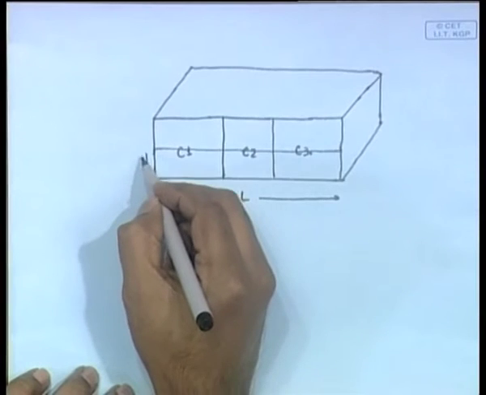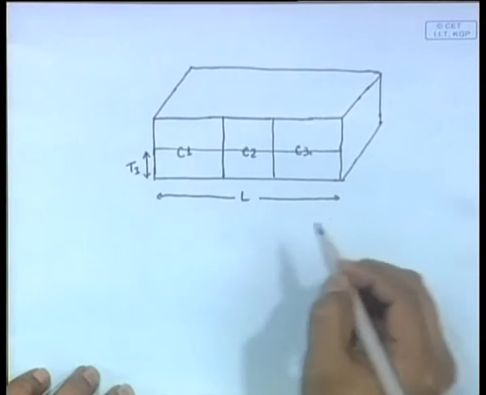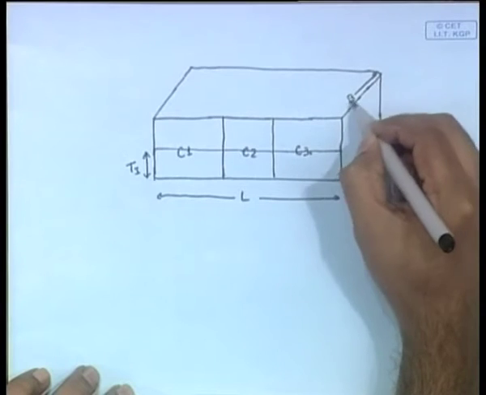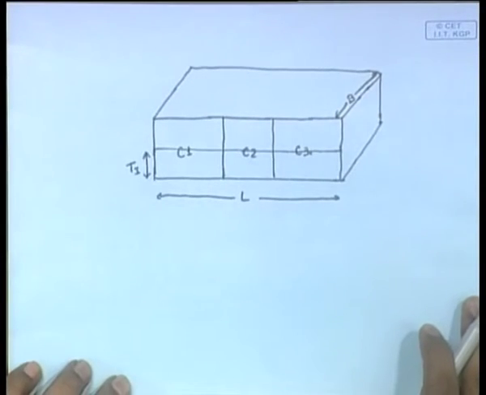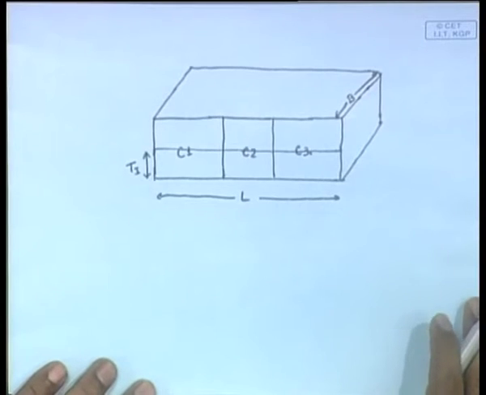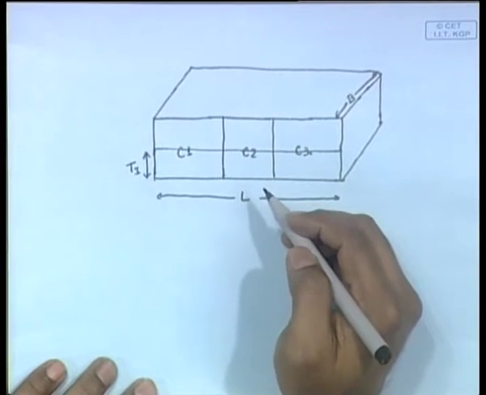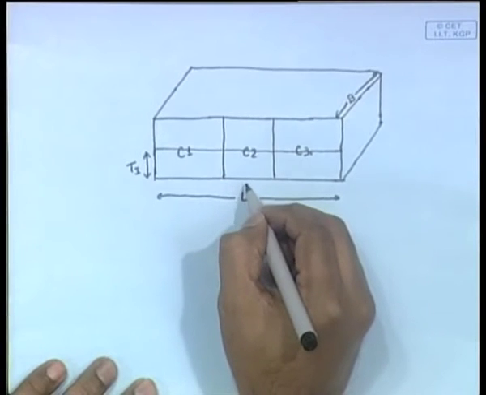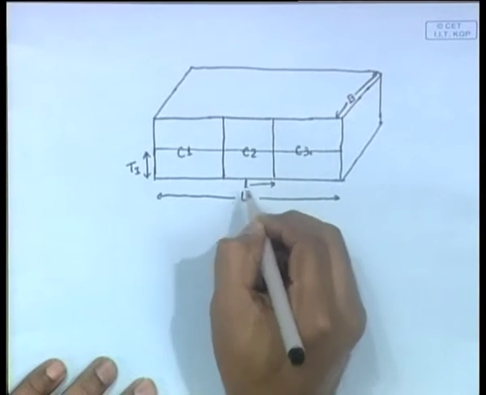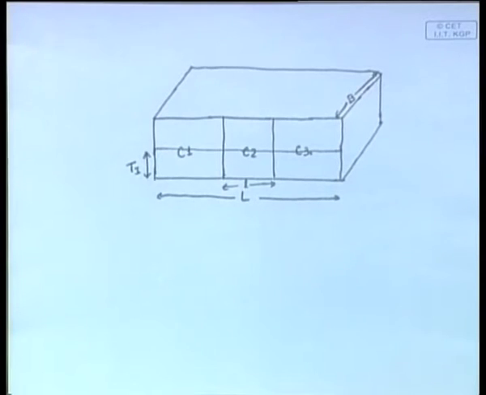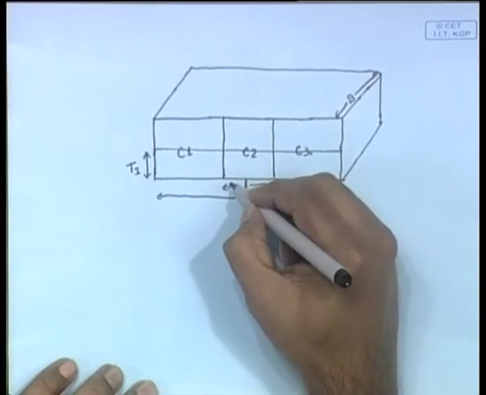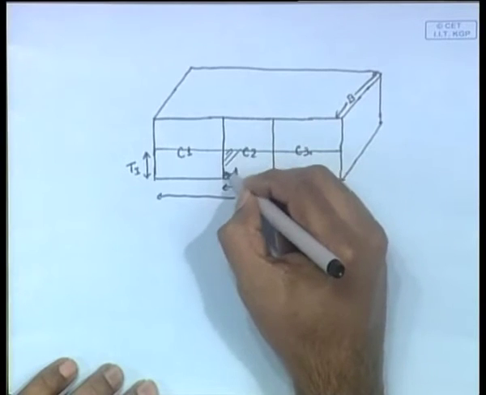Let us call this T initial, and this is the breadth of the vessel, B, and L is the length of this vessel, capital L. Now, this compartment 2 is going to be flooded. Let us assume that the length of this compartment 2, which is this length, is small l. This is the length of the compartment which is going to be flooded. Now, water is entering here, so this gets filled with water.